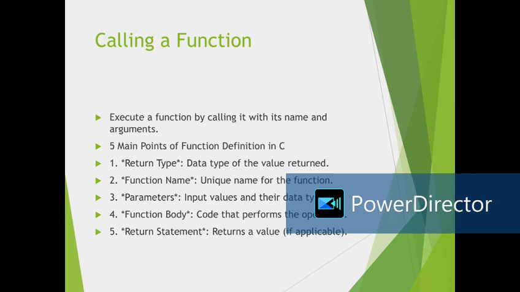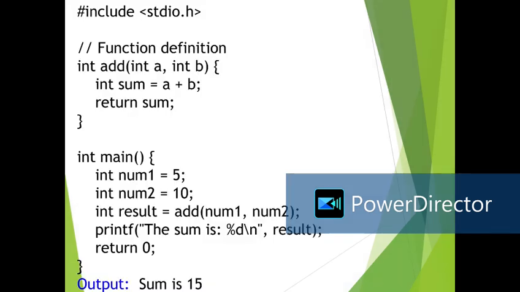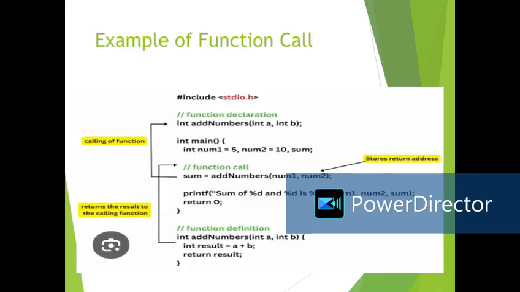Calling a function. Now that we have defined the function, how do we use it? We call a function using its name followed by parentheses, and we provide any necessary arguments. Example: int result = add(5, 10); or in Python, print(add(3, 4)). When you call a function, the program jumps to the function, executes the code inside, then comes back with the result. Think of it like ordering food at a restaurant. You place the order, which is calling the function. The chef prepares it, which is executing the body. You receive the meal, which is the return value.